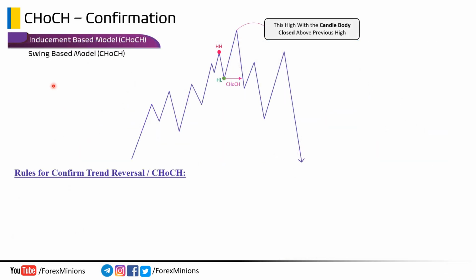Now, let's start with the inducement-based model, which is also known as the swing-based model. Please note the swing-based model is applicable only when the candle body closes above the previous high. And you also know that whenever the market creates a higher high swing, it indicates the candle body has closed above the previous high. That's why we call it the swing-based model. Now, what are the rules to confirm trend reversal in the swing-based model?